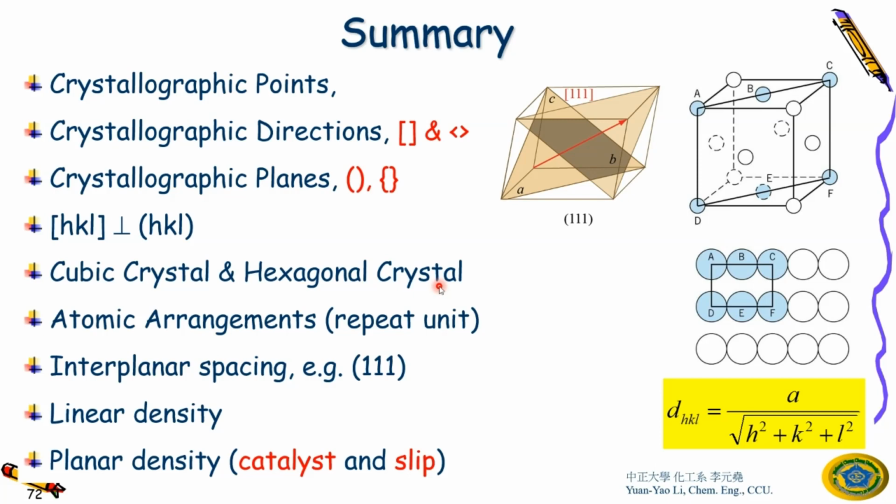And the next one will be atomic arrangement. Atomic arrangement means that you need to find a repeat unit in two dimensions.